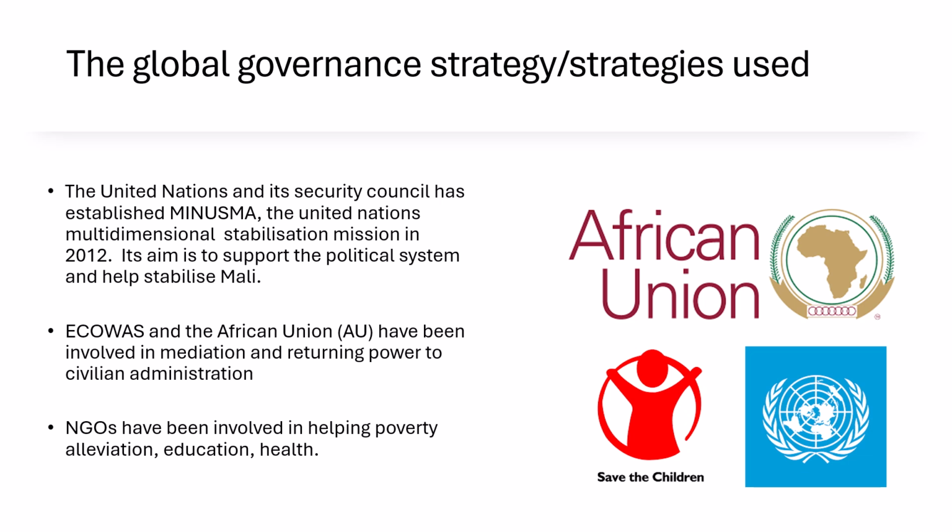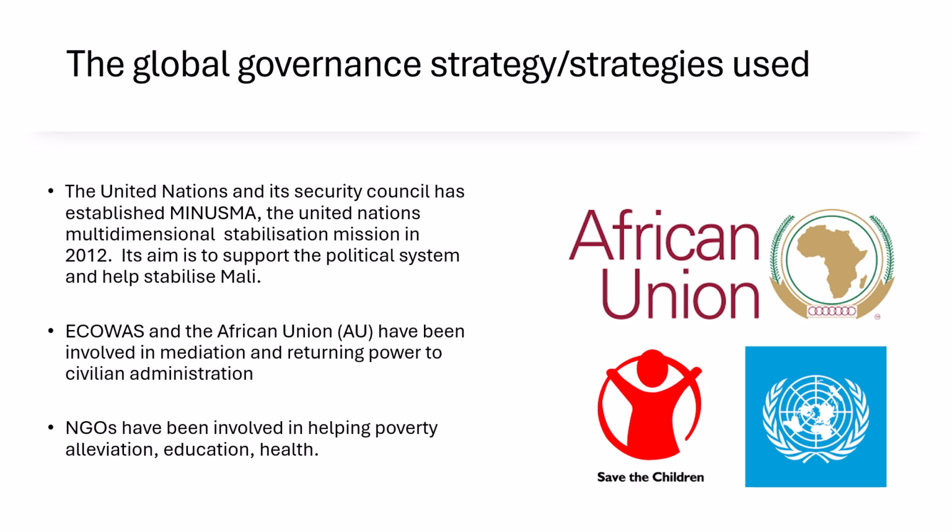ECOWAS is an economic union of countries in Western Africa, and the African Union itself have been involved in trying to mediate and return power to more of a civilian administration rather than the United Nations or local military, trying to put more of a civilian democratic approach in place. And NGOs or charities have been involved in helping alleviate poverty, particularly providing education and healthcare.